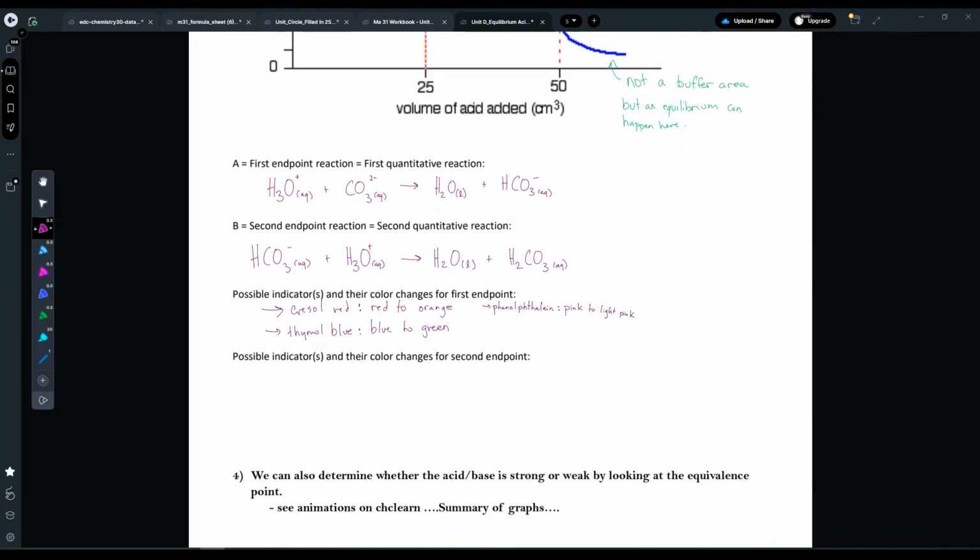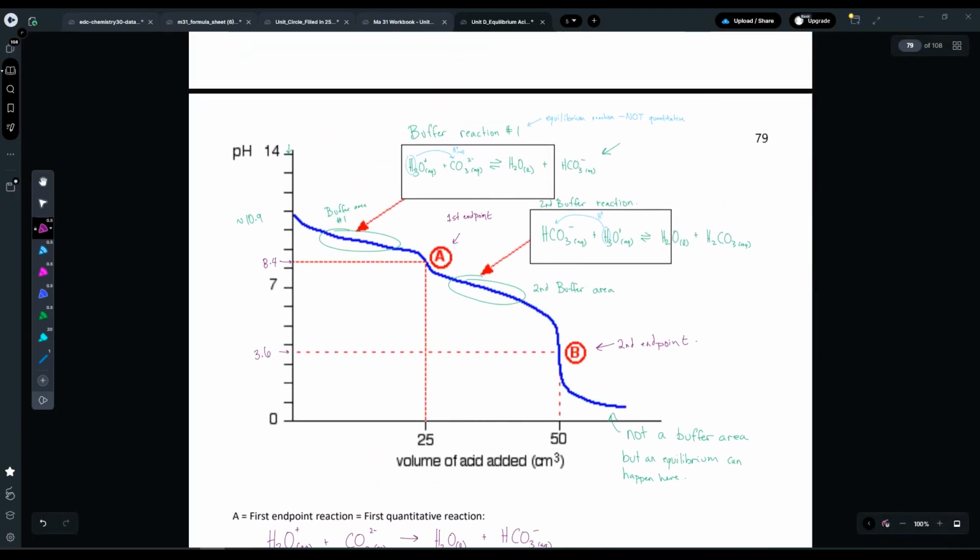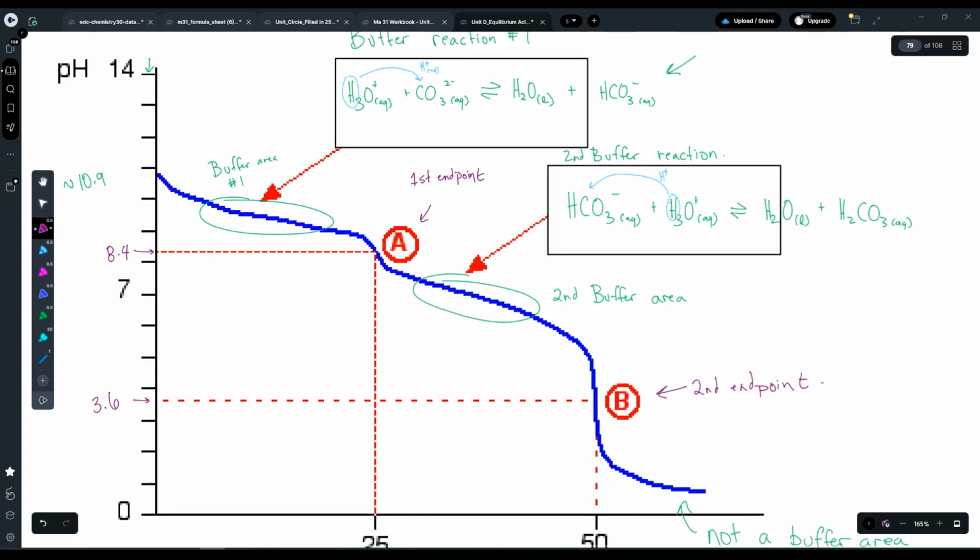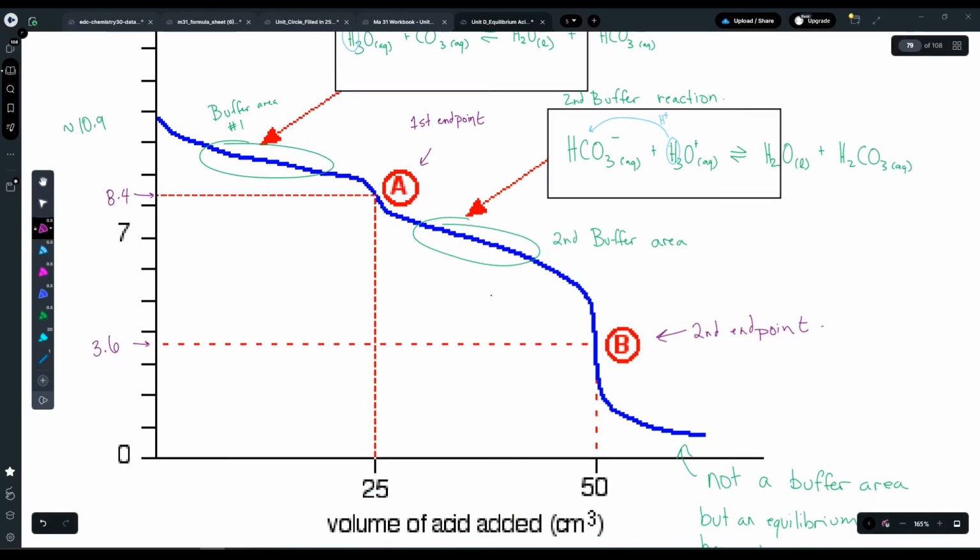Okay, possible indicators and their color changes for the second endpoint. For the second endpoint, you'll want to look at the previous plateau. We'll say that one happened around a pH of 7, and we said that the second endpoint happens at a pH of 3.6. So we're imagining that we're recording the color changes of our indicators from 7.0 to 3.6. To choose our indicators, we have to make sure that 3.6 is in the middle of their range.